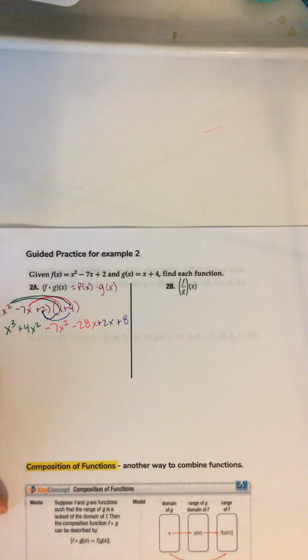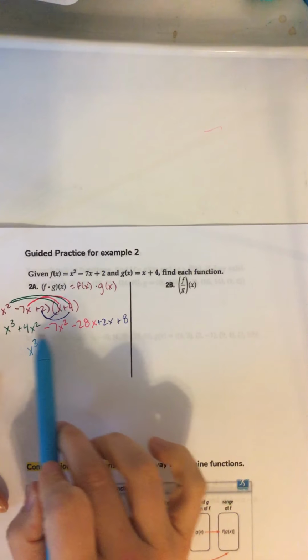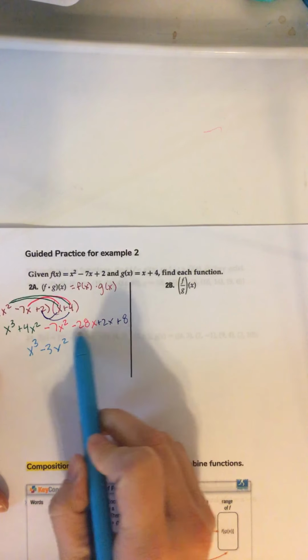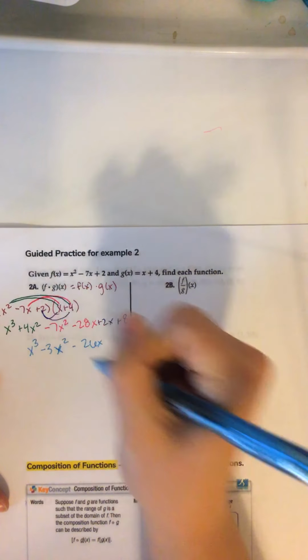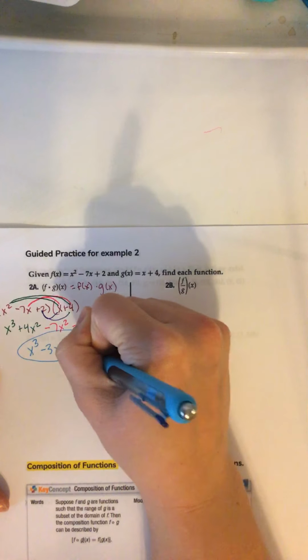And then last but not least, we combine like terms. We're going to have x cubed, 4 minus 7 is minus 3x squared. -28 plus 2 is minus 26x. And then plus 8. And that would be our final answer there. Hopefully you guys were able to get that on your own.